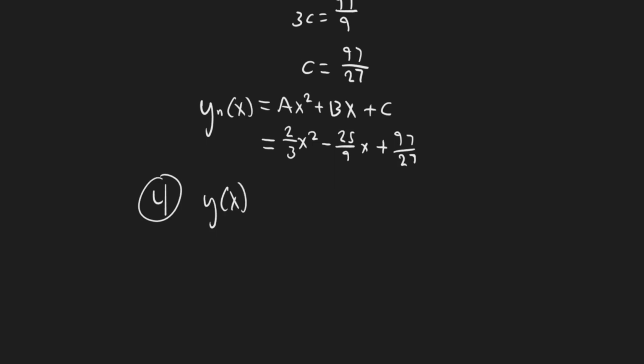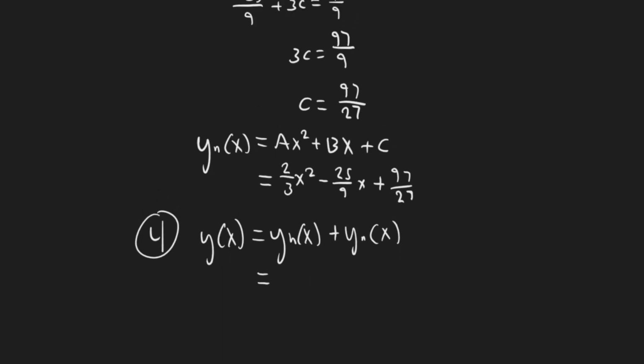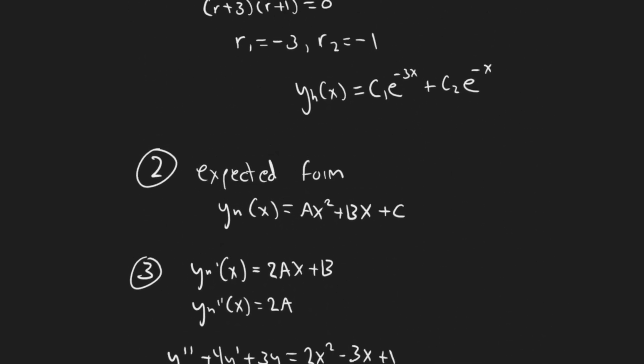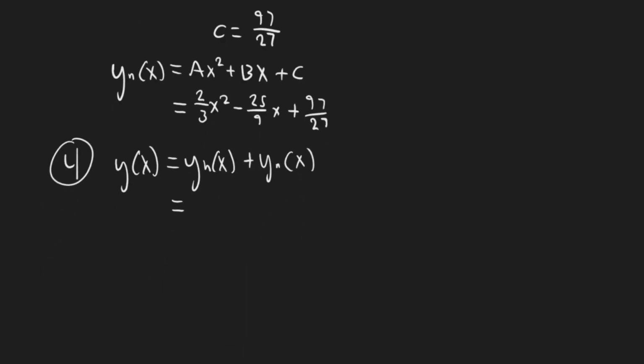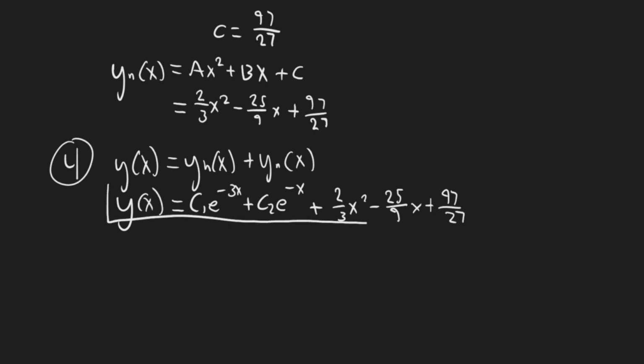So y of x for the entire ODE equals the solution to the homogeneous part plus the solution to the non-homogeneous part. And so let's see, the homogeneous part is going to be all the way up here, and that is right here. Okay, so that's just going to be c1 e to the negative 3x plus c2 e to the negative x, and then we add our non-homogeneous solution, which we just found right here. So this is going to be plus 2/3 x squared minus 25 over 9x plus 97 over 27. And so this is going to be our final answer for y of x.